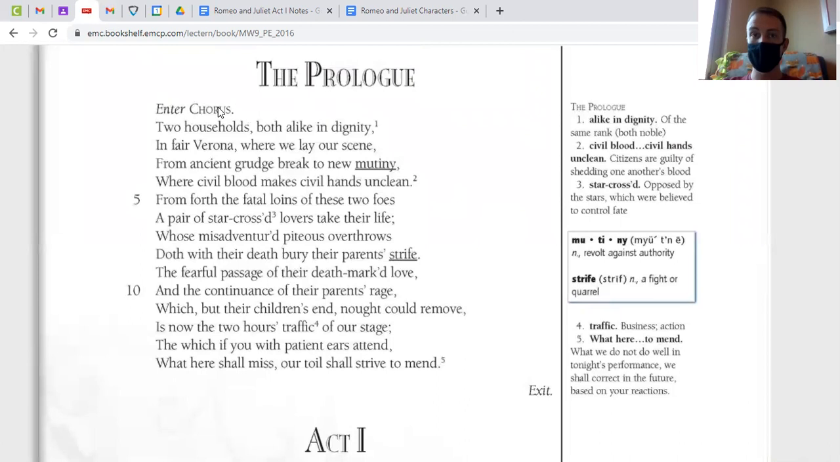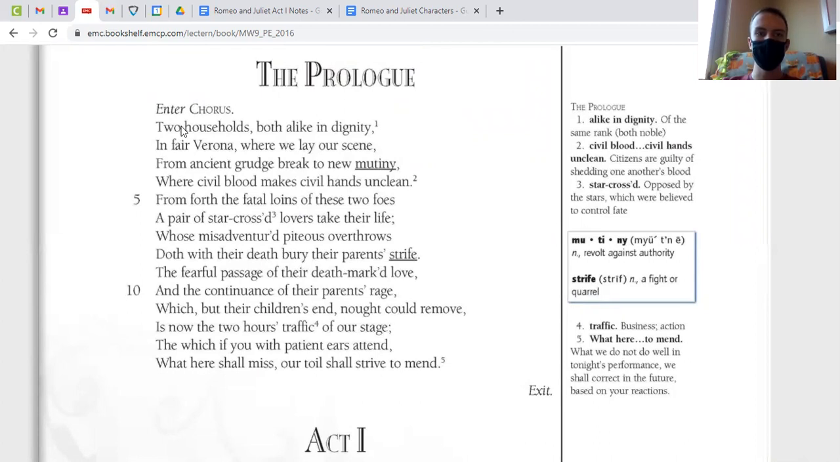So, let's say you're watching the play, you're at the Globe Theater back in the day, you're looking around, all of a sudden about 8 to 10 people come out on the stage, they all stand in a group and they just recite this. So the whole point of the prologue here is to give the audience an idea of what's going to happen in the play.